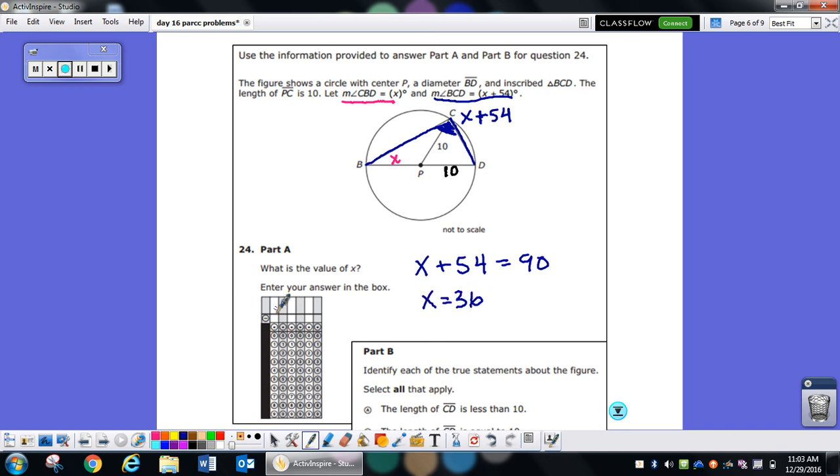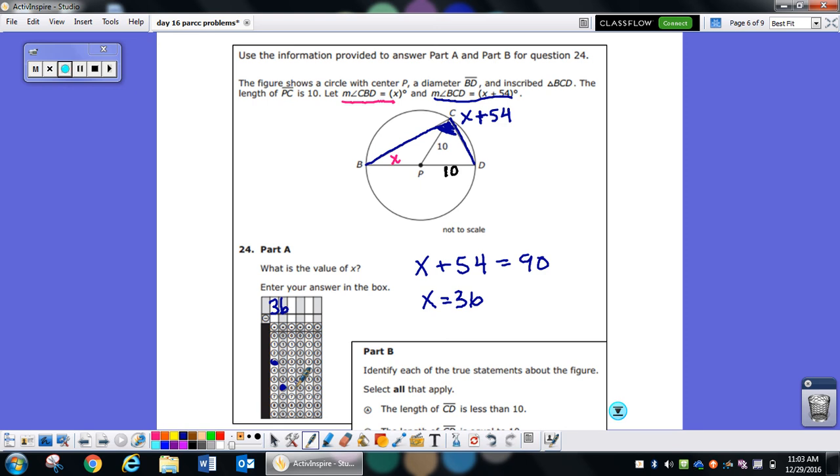Okay, so this might be a grid-in type question where you would grid in 36 and then you would bubble the 3 and the 6. Okay? Alright, the next thing we're going to do is figure out the length of CD and the measure of angle CPD.